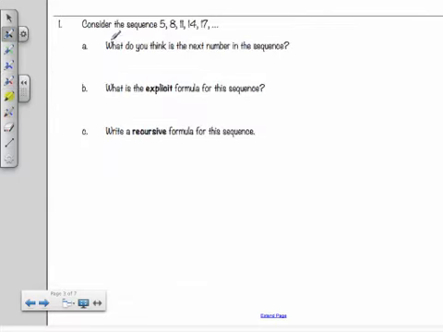All right, so consider the sequence 5, 8, 11, 14, 17. What do you think is the next number in the sequence? I want you to take a couple seconds and figure out what the answer is. Hopefully you got 20.